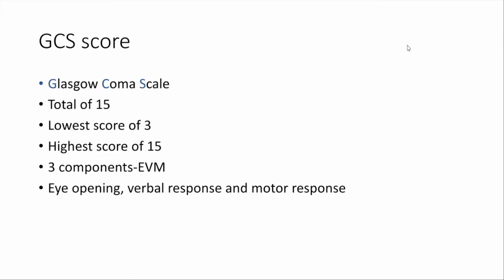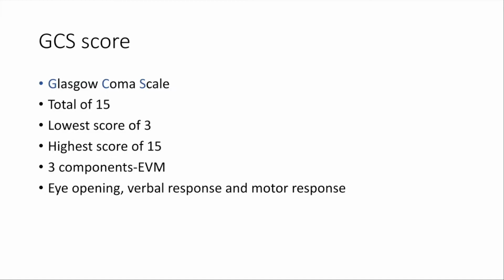So in GCS score, the GCS actually stands for Glasgow Coma Scale. So score actually comes after GCS. So that is one thing to remember. The score is a total of 15. A lowest score of 3 is possible and a highest score of 15 is what it's given. So you can have any score ranging from 3 by 15 to 15 by 15.